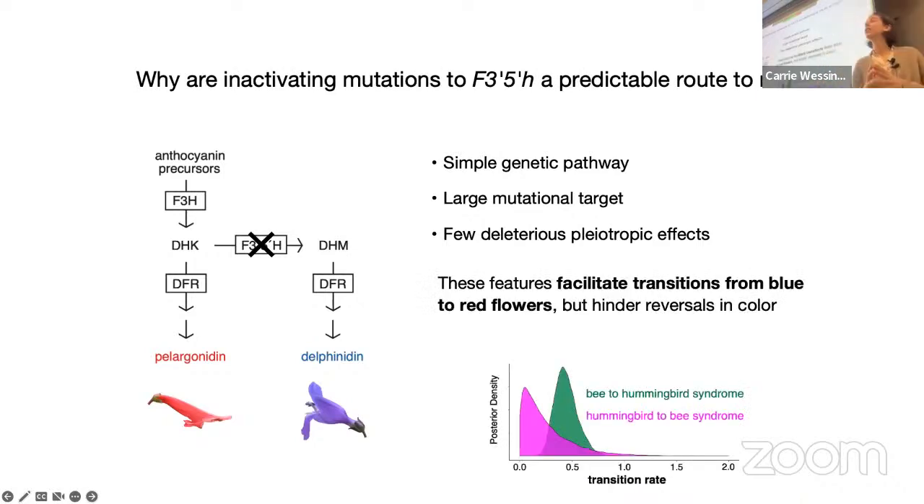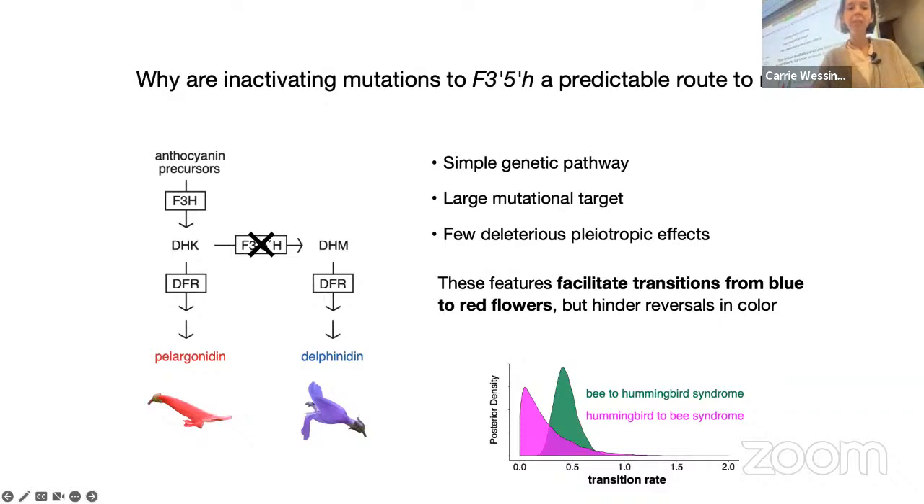And so, this large target size may help explain why shifts from blue to red flowers are apparently so genetically accessible to these Penstemon wildflowers. But these redundant inactivating mutations that accumulate could generate a genetic constraint on reversals from red flowers back to blue flowers, because you'd have to repair those multiple loss of function mutations, which could be quite unlikely. And it's possible that this kind of genetic constraint actually contributes to these asymmetric transition rates.